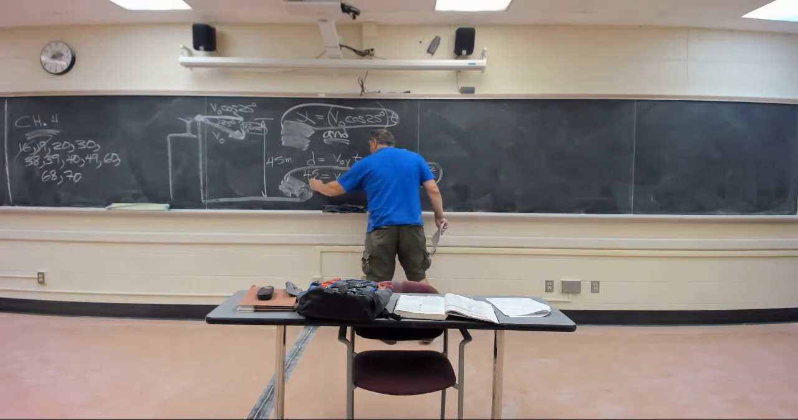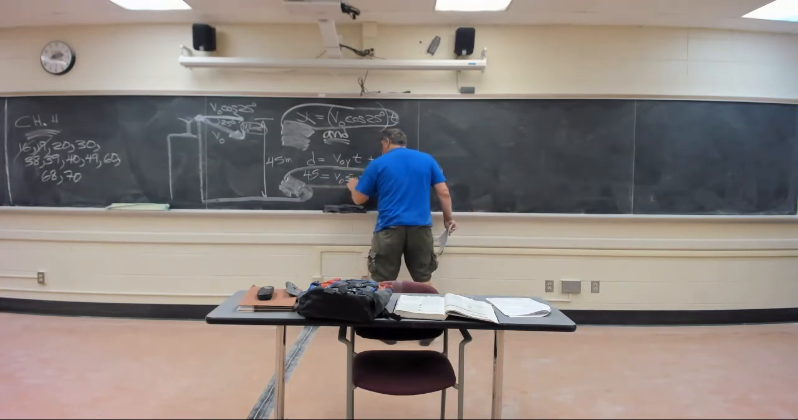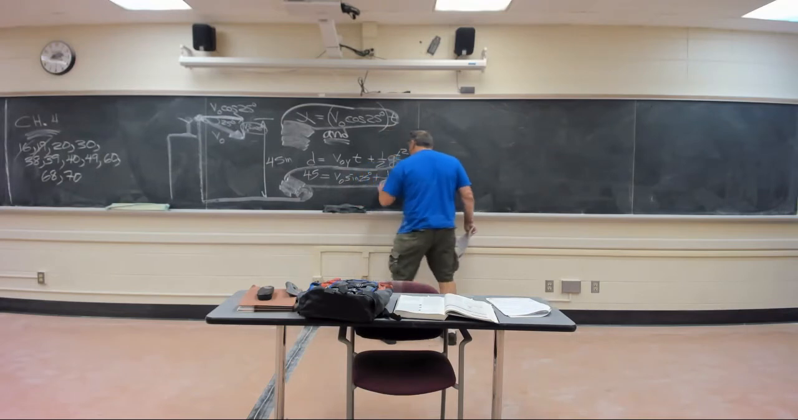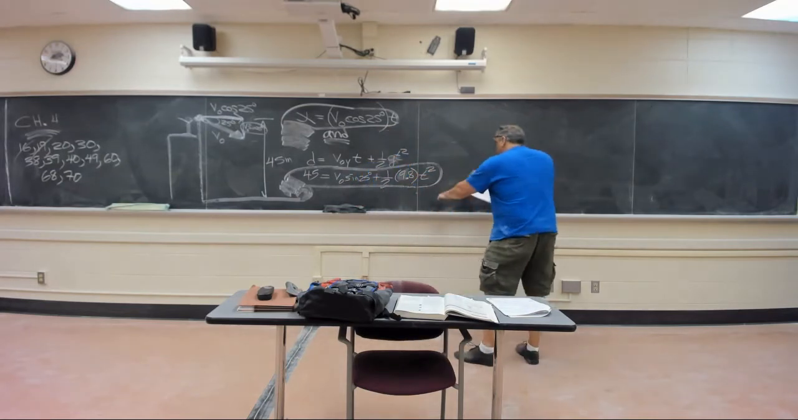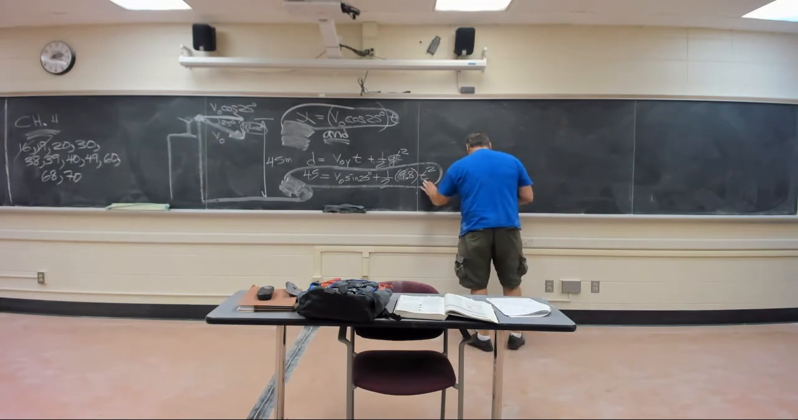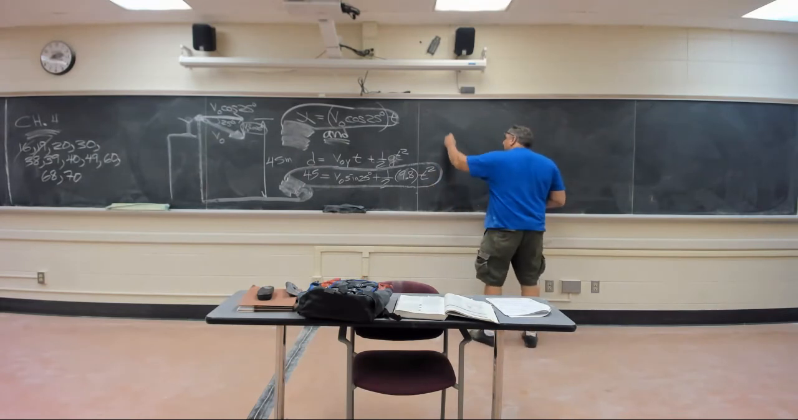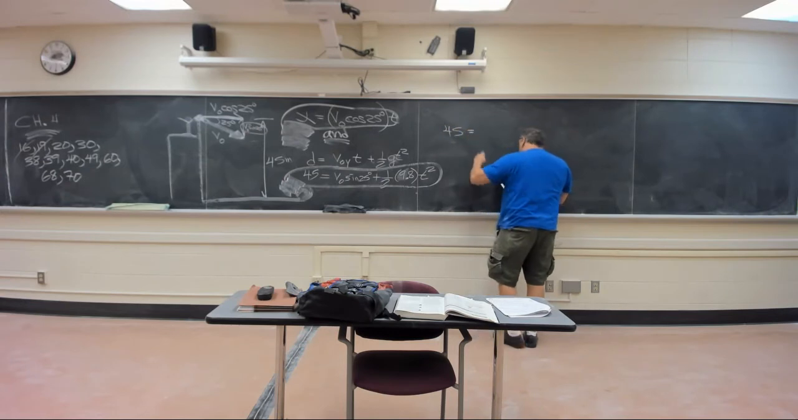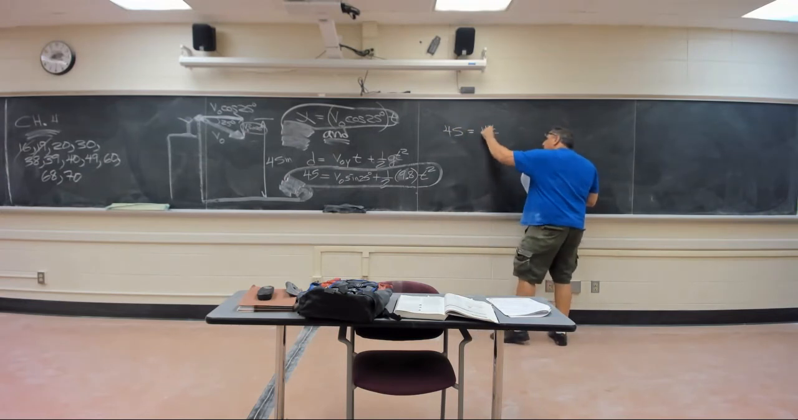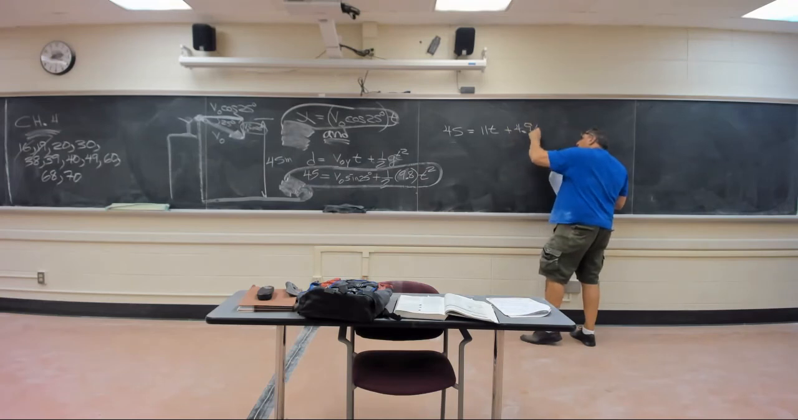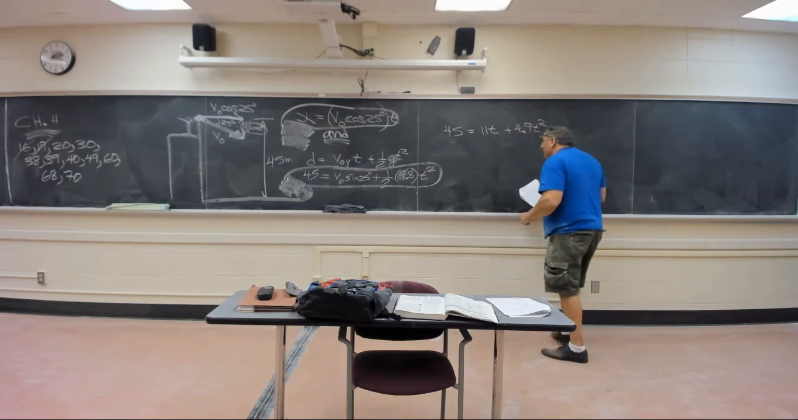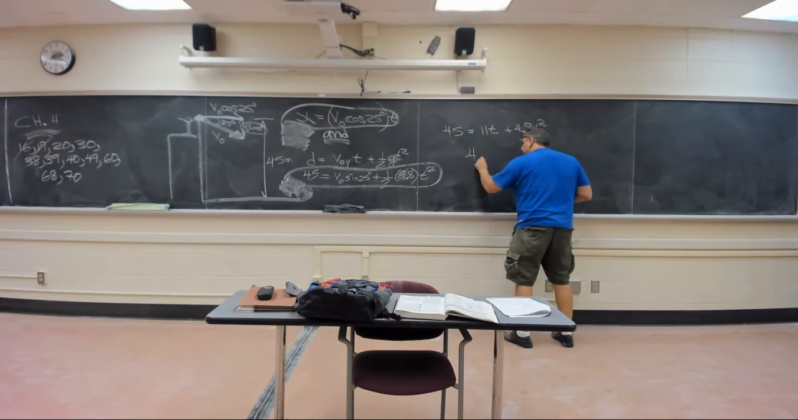Here's 45. v0 is 26. The sine of 25 is what it is. Half of 9.8 is 4.9 plus that. Let me plug in all those numbers and see what I got. Then I got 45. Let me rewrite that.